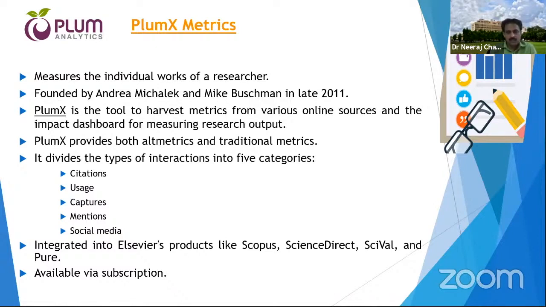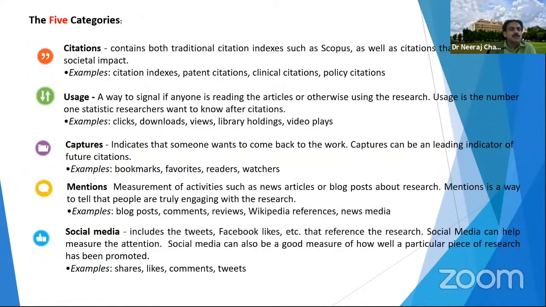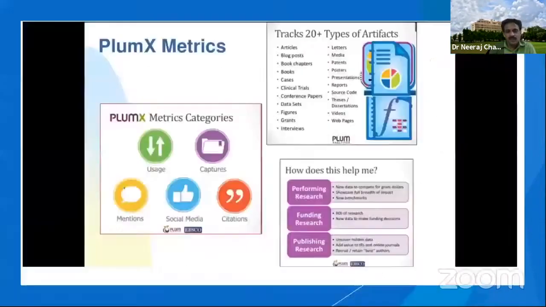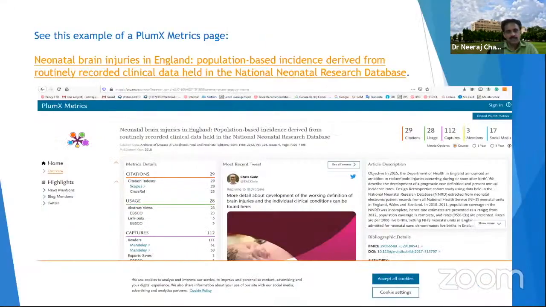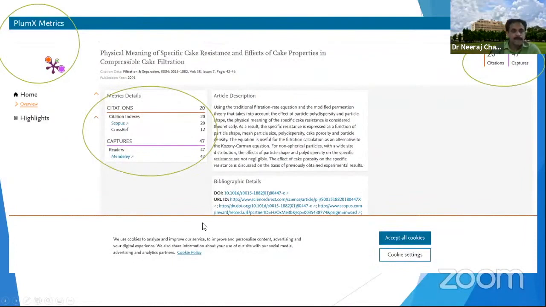So it takes care of all the citations, usage, captures, mentions, and social media. So these are the 5 things which are incorporated in all the products of Elsevier Science. When you search Scopus or ScienceDirect, you will be getting the data. Like this is one of the articles from the Scopus. You can see this, all 6 things are there: citations, usage, captures, mentions, social media mentions, and this is the sign which is specially designed for the Plum Metrics.